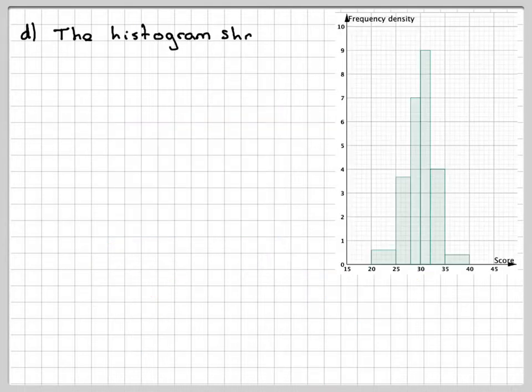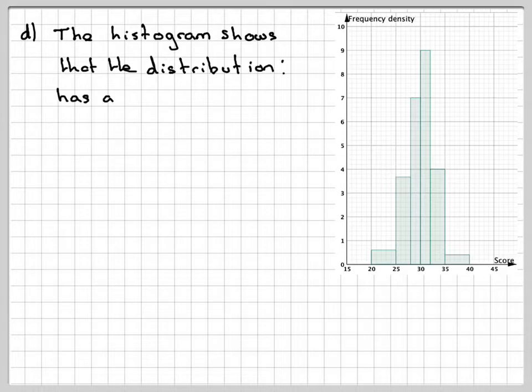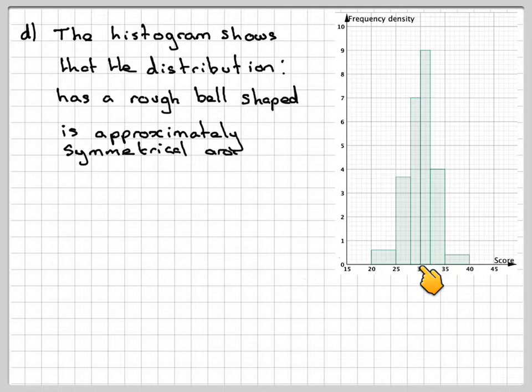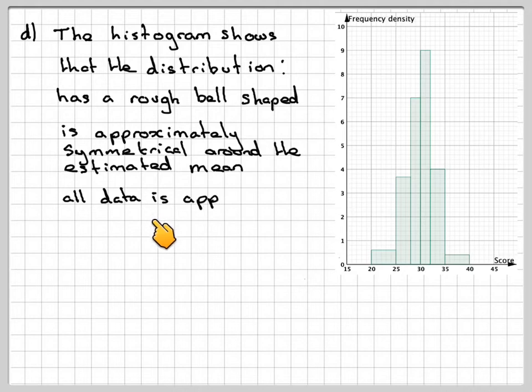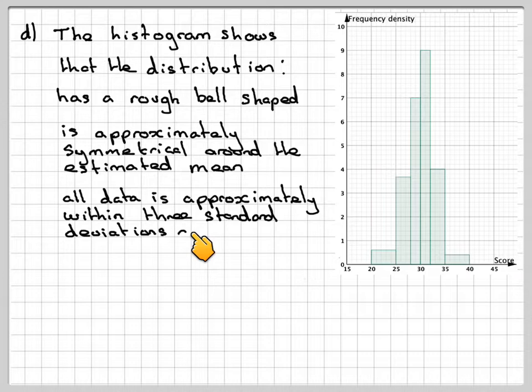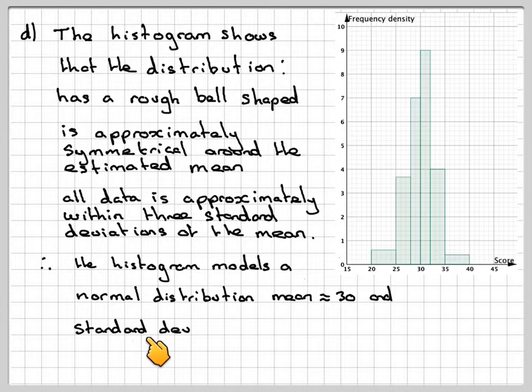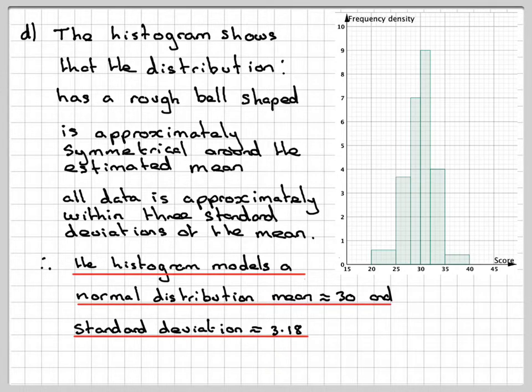Now, the histogram shows that the distribution, you only probably have to write one of these down to get the mark, has a rough bell shape, is approximately symmetrical about the mean, which is 30. It's only approximately. Or you can write down that all data is approximately within 3 standard deviations of the mean. Therefore the histogram models a normal distribution with a sample mean approximately 30 and a sample standard deviation of approximately 3.18.